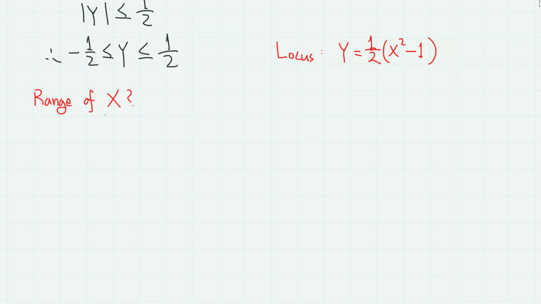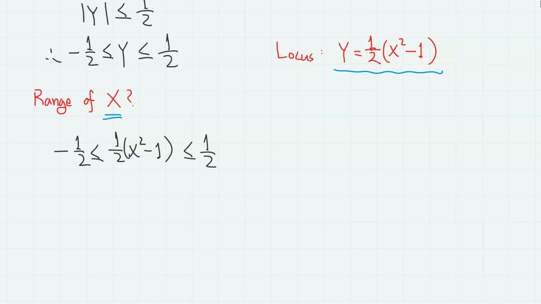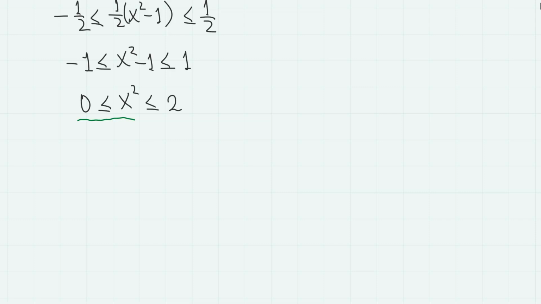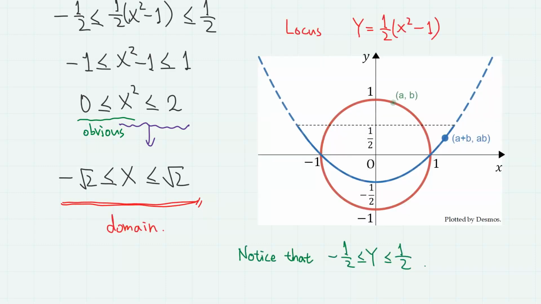Now let us convert this to the range of X using the previously obtained equation of the locus. Here we have 1/2 (X squared minus 1) is greater than or equal to minus 1/2 and less than or equal to 1/2. So X squared minus 1 is greater than or equal to minus 1 and less than or equal to 1. So X squared is greater than or equal to 0 and less than or equal to 2. And this greater than or equal to 0 part is obvious. From the less than or equal to 2 part, we obtain X is greater than or equal to minus square root of 2 and less than or equal to square root of 2. So we have arrived at the same domain.